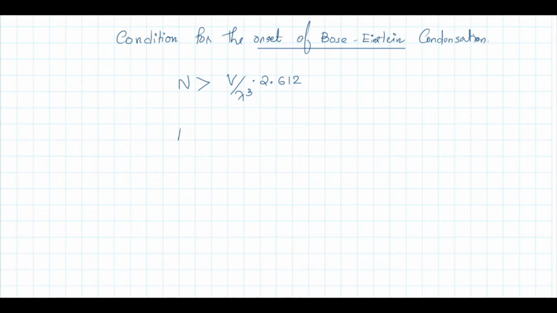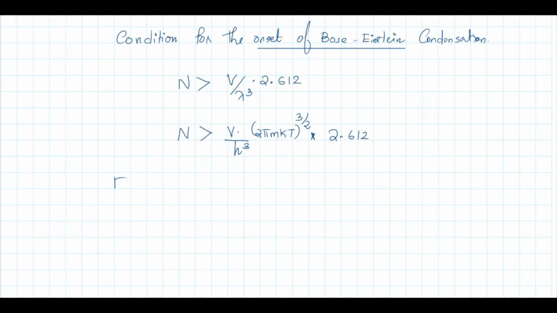And I can write this condition as V into lambda cube, which is actually h cube divided by 2 pi m kT raised to 3 by 2, into 2.612. Okay, lambda cube is in the denominator. Its value is h cube divided by 2 pi m kT raised to 3 by 2. That factor will go to the numerator. So this is the condition for the onset of Bose-Einstein condensation. That is, the number of particles should be greater than this value.